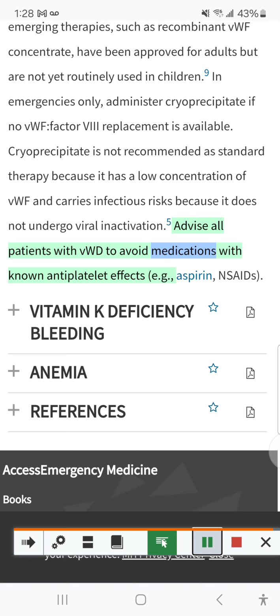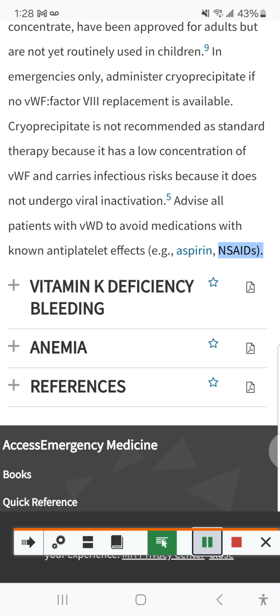Advise all patients with VWD to avoid medications with known antiplatelet effects, for example, aspirin, NSAIDs.